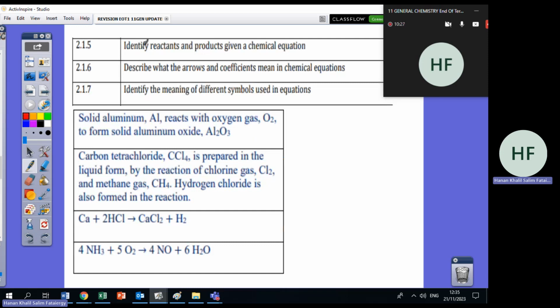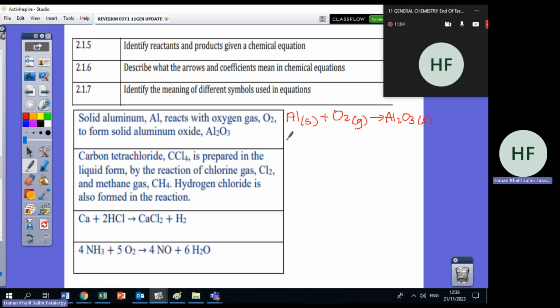Okay, now let's do this. Identify the reactants and products, and you have to put arrows, coefficients, and the symbols. We have solid aluminium, Al. How do I represent solid aluminium? I will simply write Al and between brackets S. This means that I have aluminium solid. Now reacts with is plus. Oxygen gas O2, I will write O2(g). To form means arrow. Solid aluminium oxide Al2O3, and this is solid.